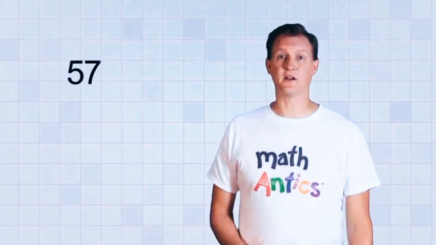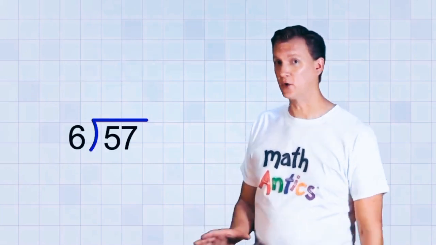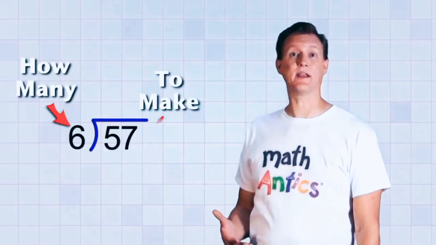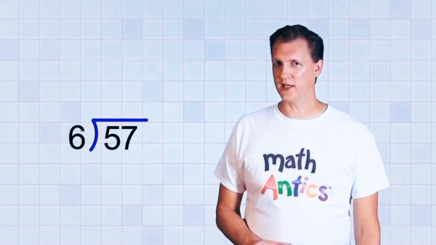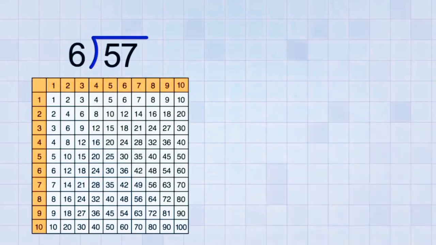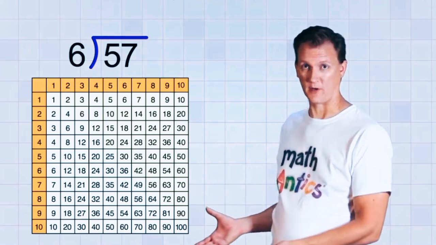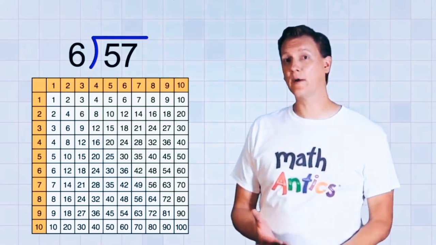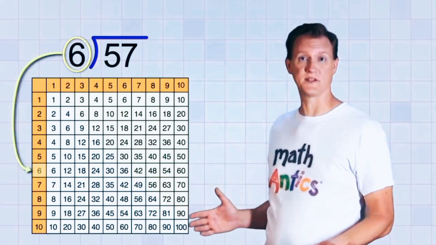Let's do 57 divided by 6. First, we set up our problem, and then we ask the question, how many 6s do we need to make 57 or almost 57? Well, this one's a little more tricky, so I think I might use a multiplication table to help me out. The nice thing about a multiplication table is that it shows me all the multiples of a number. For example, since I want to know how many 6s I need, I can look on this row of the chart and see all the multiples of 6.